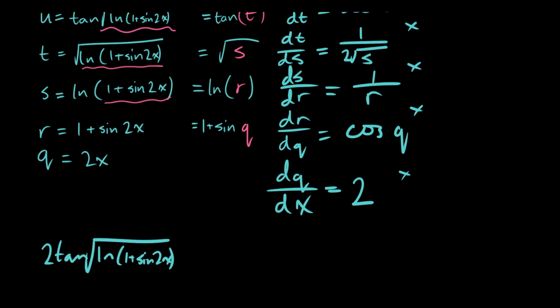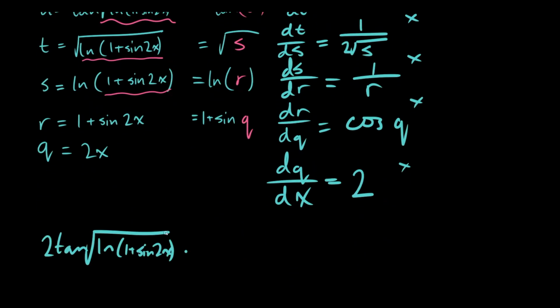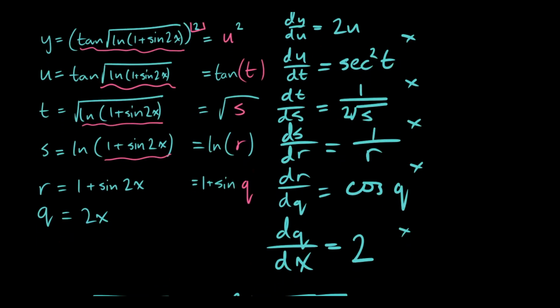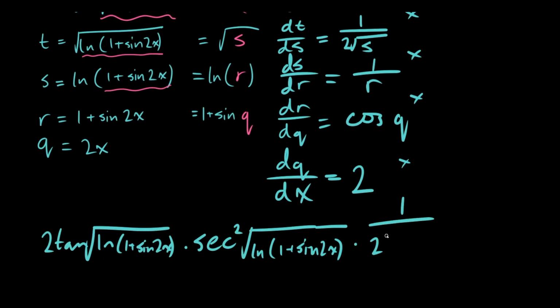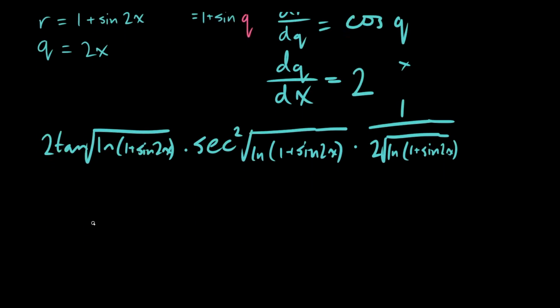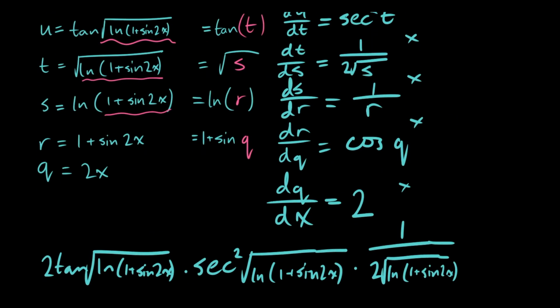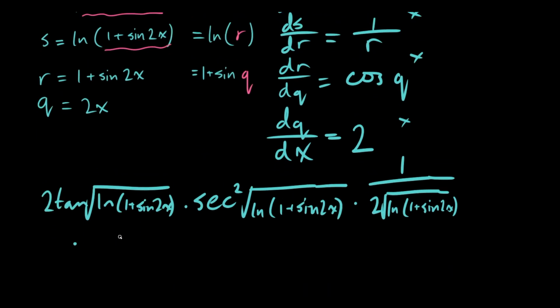Sorry, this is going to take a while. Then we have to multiply by secant squared of t. So secant squared of whatever t is, which is the square root of natural log 1 plus sine 2x. And then we're going to multiply it by 1 over 2 times the square root of whatever s was, which is the natural log of 1 plus sine 2x. Then I'm going to keep multiplying on the next row. We have to multiply by 1 over r, and r is just 1 plus sine 2x.